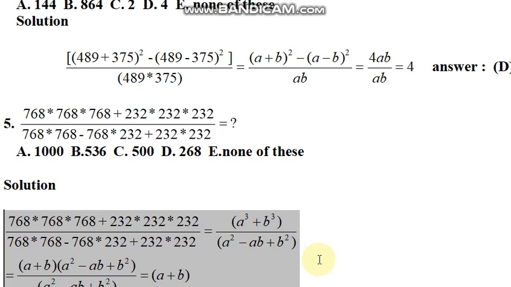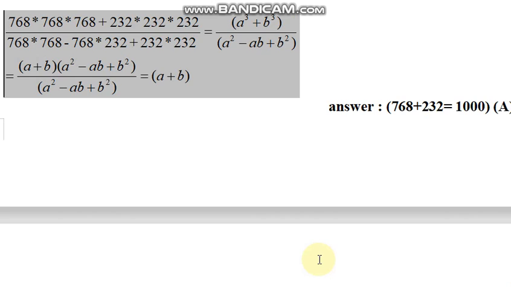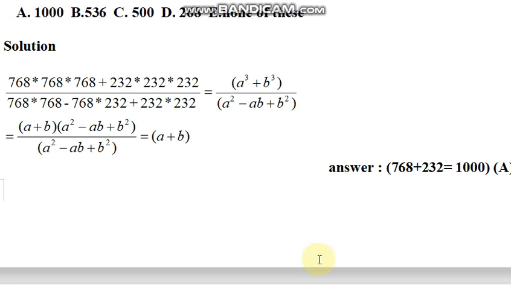Next last question. In this last question, this given question is in this form of a cube plus b cube divided by a square minus ab plus b square. So a cube plus b cube we can write like this, a plus b into a square minus ab plus b square, divided by a square minus ab plus b square. So cancel both of the things, remains a plus b.